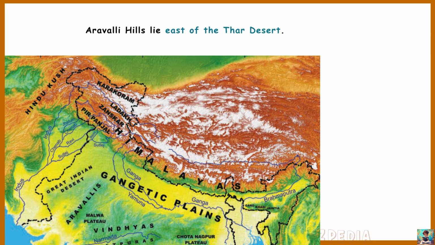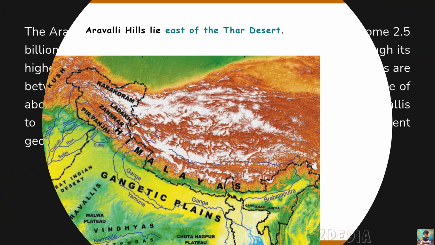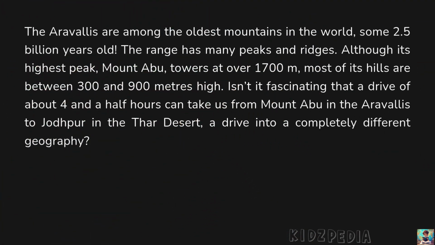So, as we move from the dry desert region, we begin to see a change in the landscape. The Aravallis are among the oldest mountains in the world, some 2.5 billion years old. The range has many peaks and ridges, although its highest peak, Mount Abu, towers at over 1700 meters. Most of its hills are between 300 and 900 meters high.